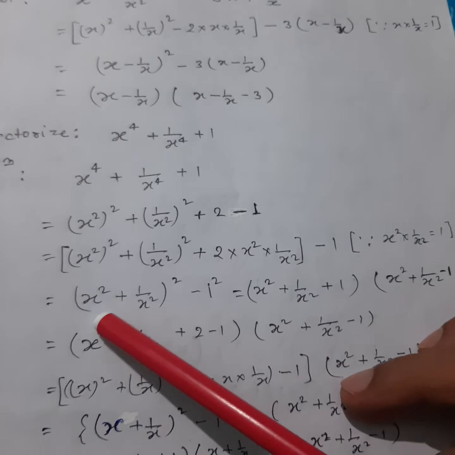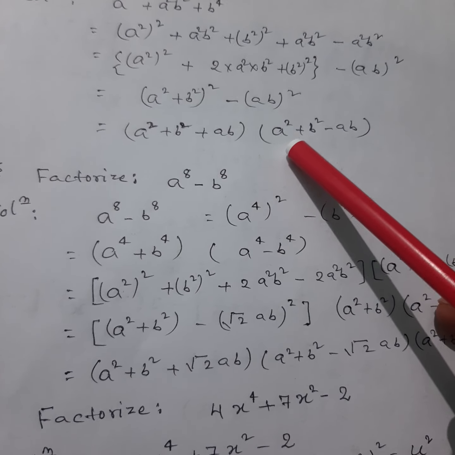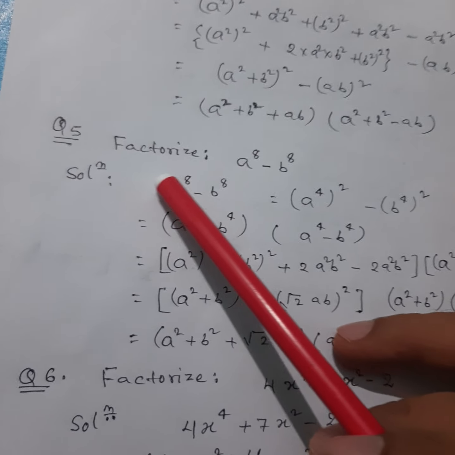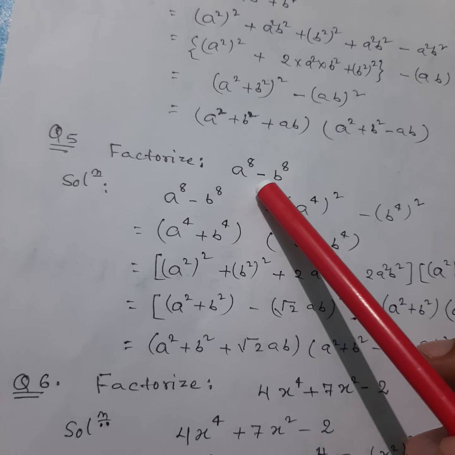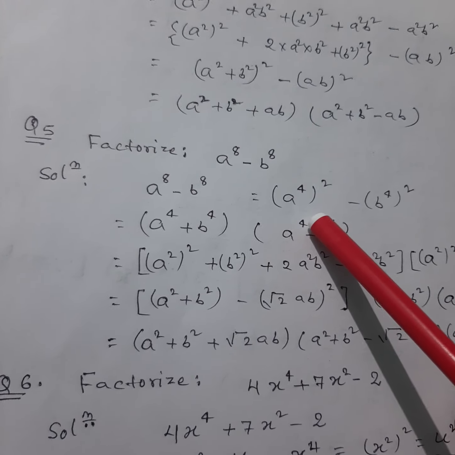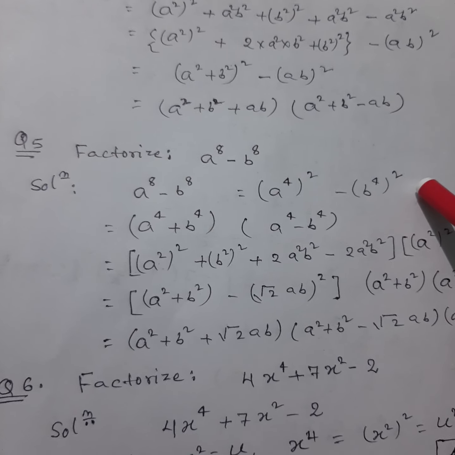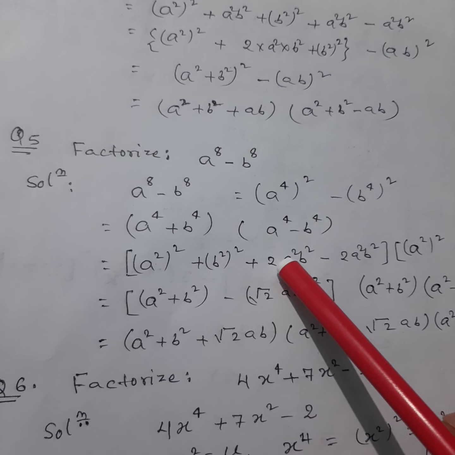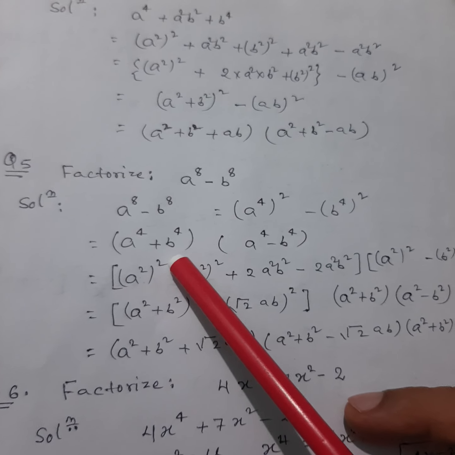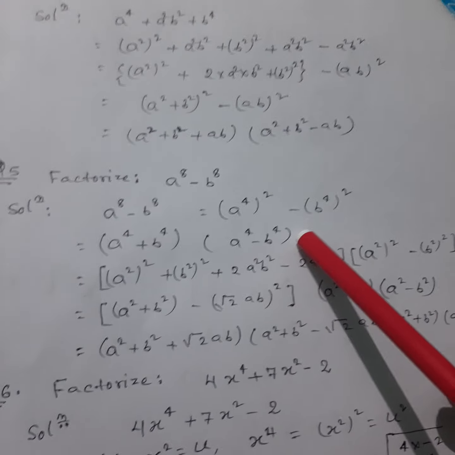Again adding and subtracting, we get a square plus b square plus ab into a square plus b square minus ab. Now the next question, question number 5, we have to factorize a to the power 8 minus b to the power 8. We write whole square of a to the power 4 and whole square of b to the power 4. Adding and subtracting, we get two factors: a to the power 4 plus b to the power 4 into a to the power 4 minus b to the power 4.